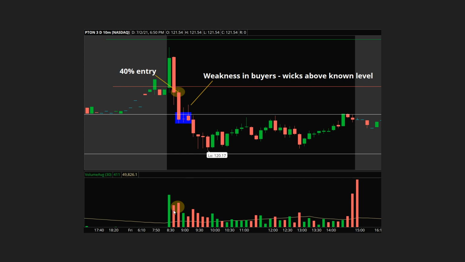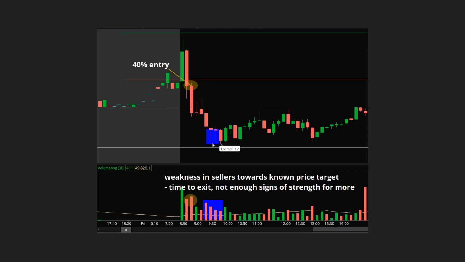Let's see, do you see that on volume? So sellers in control. Kind of a fight here, sellers in control again. Not an amazing amount of strength though, okay, but we'll see that on the next one. Weakness in sellers towards the known price target. Time to exit. There's not enough signs of strength for more.